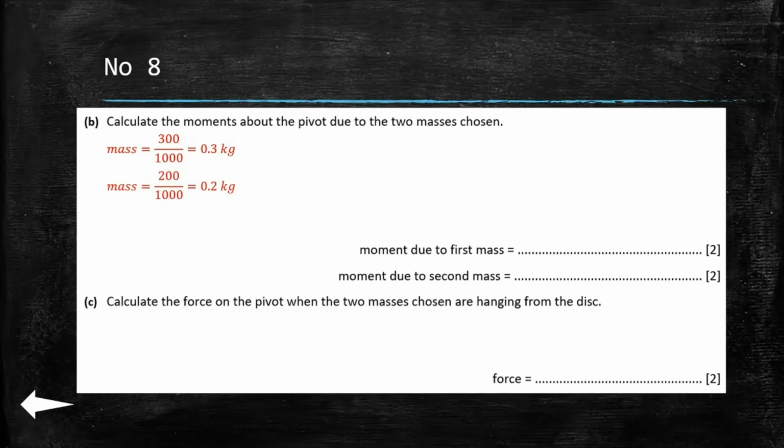Because moment is force times distance, we must convert the mass into weight. Just multiply each mass by 10 to get the weight of each mass. So the 0.3 kilogram becomes 3 Newton, while 0.2 kilogram becomes 2 Newton. Next, multiply each weight by the distance about the pivot. We have to go back to the figure to see what the distances are for each weight.